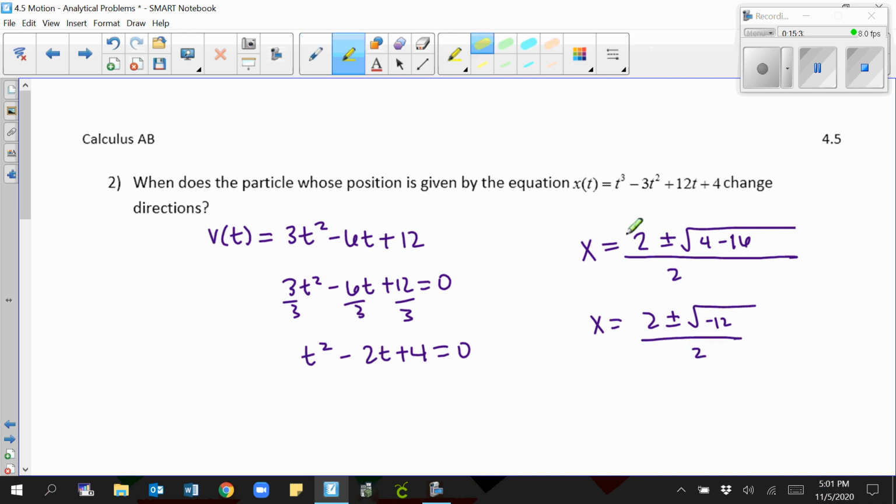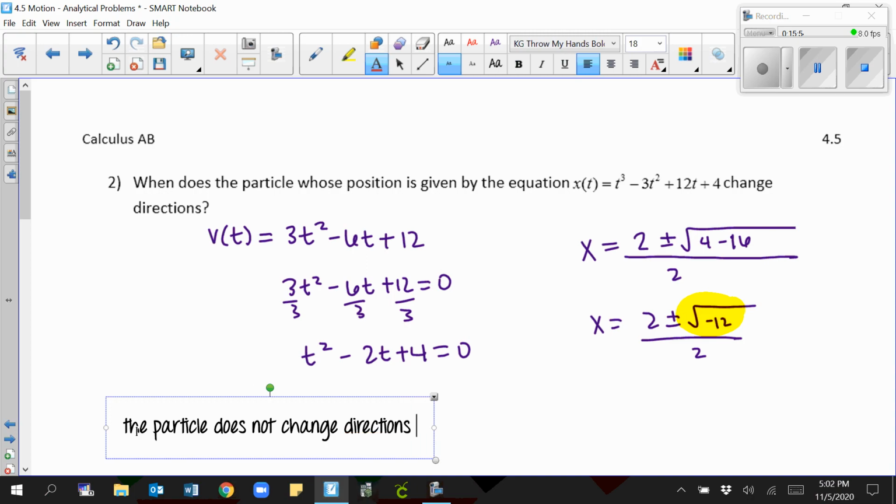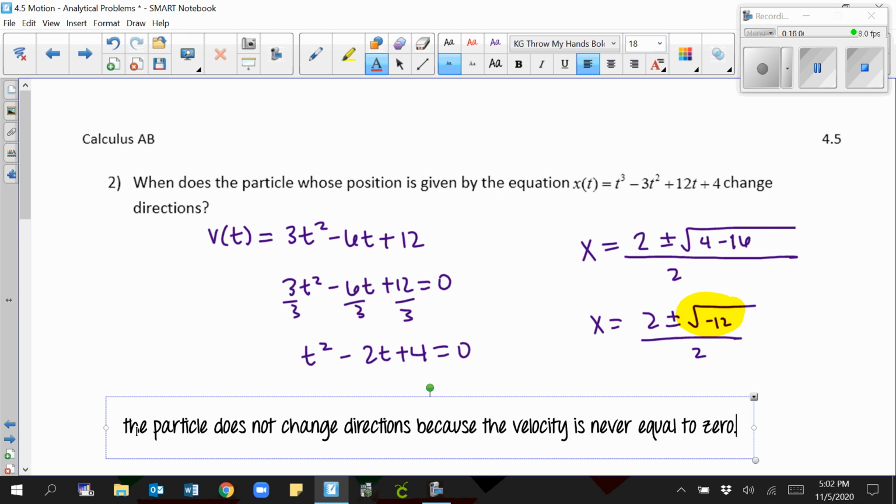And if you're looking right here, I can't really take the square root of a negative number. So what that means is that this never changes directions. Our particle is not ever going to change directions. So that's what I'm going to type down here. And I'm going to say the particle does not change directions because the velocity is never equal to 0.